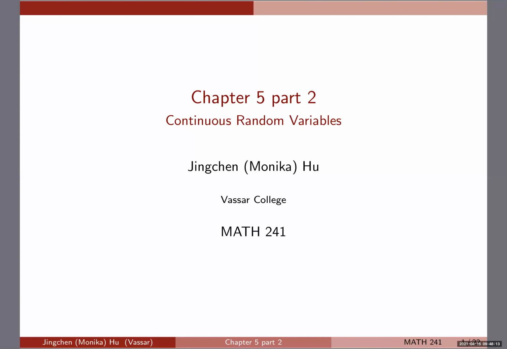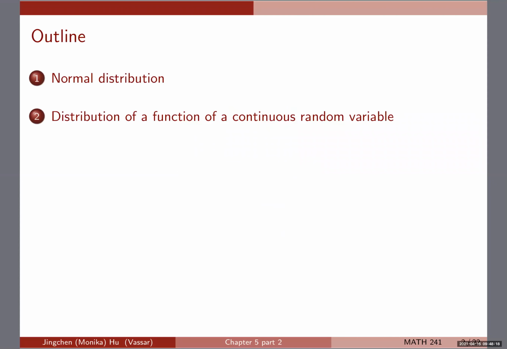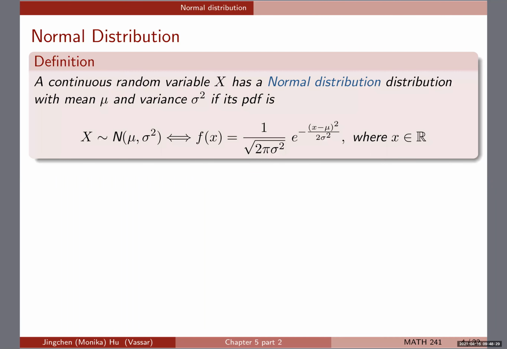Welcome to the second part of chapter 5. In this part, we're going to first introduce a very commonly used distribution called the normal distribution. Then we're going to move on to talk about how to derive the distribution of a function of a continuous random variable.